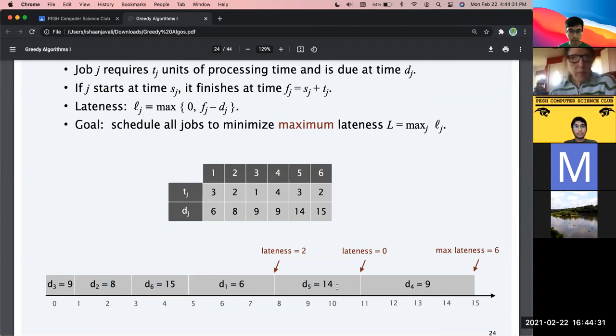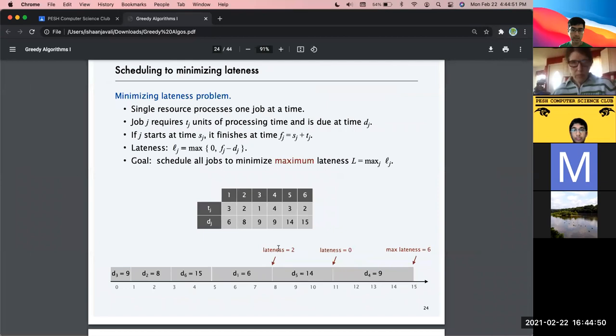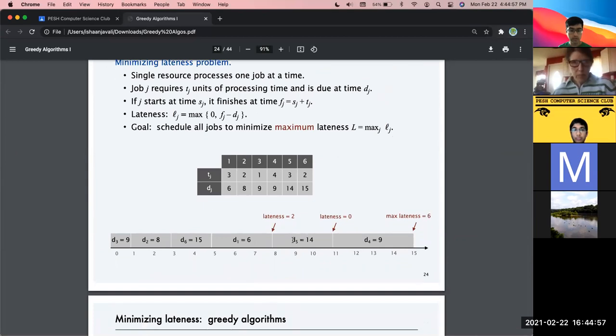This interval over here was finished at time 11, but it was due at time 14. So this is a lateness of 0 because it is not late. But this interval over here was due at time 9, like all the way back here, but it finishes at time 15. So that's a lateness of 6. And the max lateness for this whole assortment over here is going to be 6. We want to find a way to organize these intervals so that the maximum lateness is minimized.